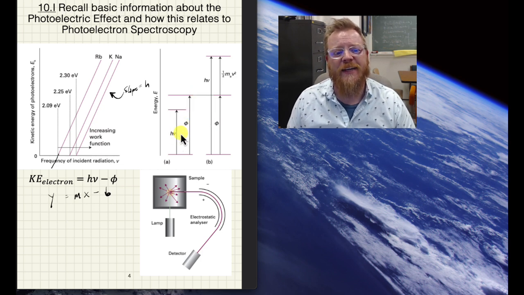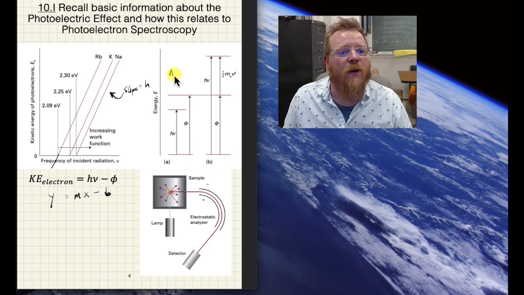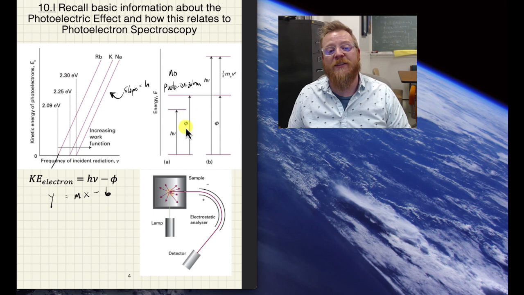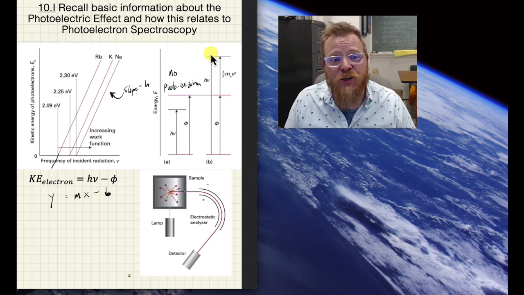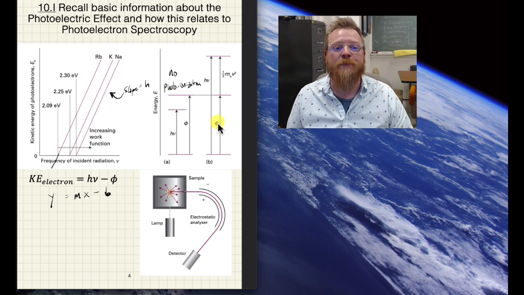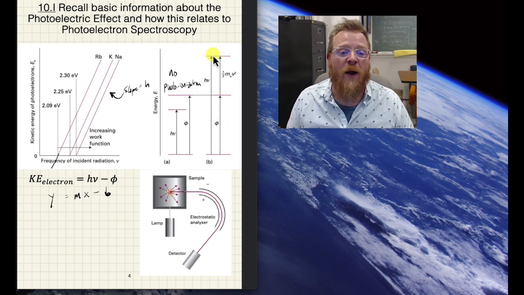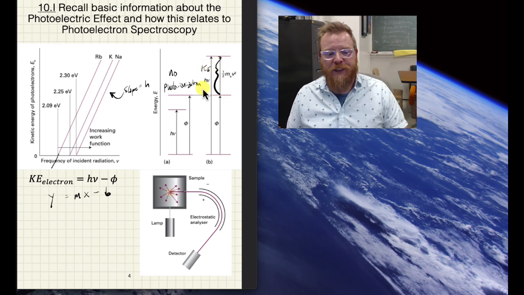So schematically, we can view the photoelectric effect as the following. In this case here, my h nu is less than phi. No photoionization in this case where h nu is less than phi. Over here, however, where our h nu is greater than phi, we would get that photoionization. So this difference right here corresponds to our kinetic energy.